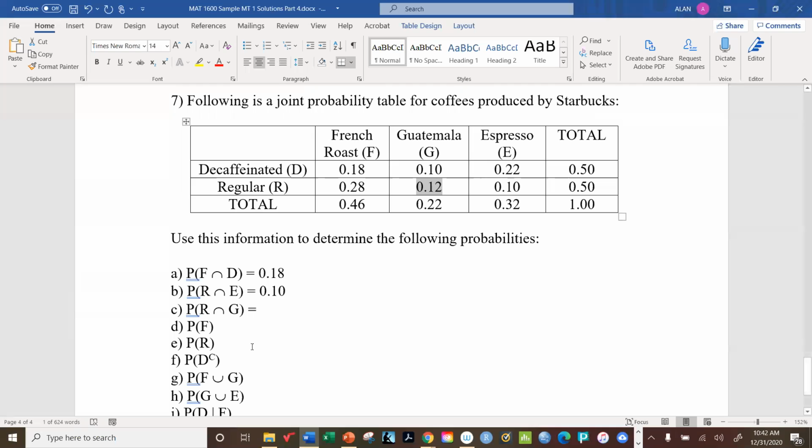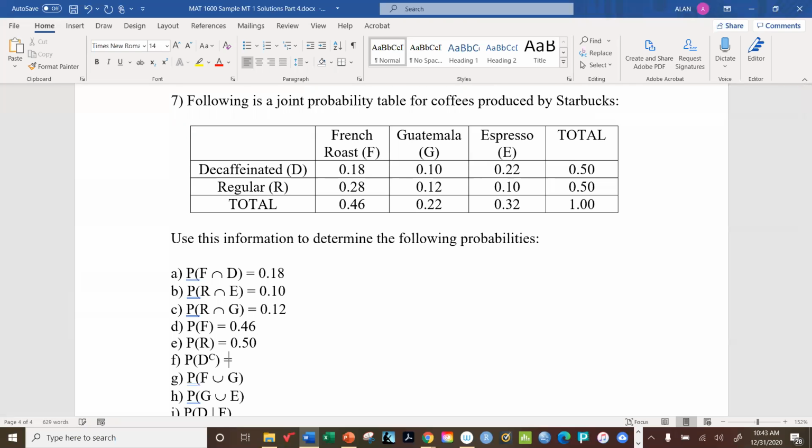Anyway, so RNG is regular Guatemala, 0.12 right here. F rather is French roast of all types, whether it's decaf or regular. So that would be right here, 0.46. R is regular, right here. The total of all the regular styles is 0.5.